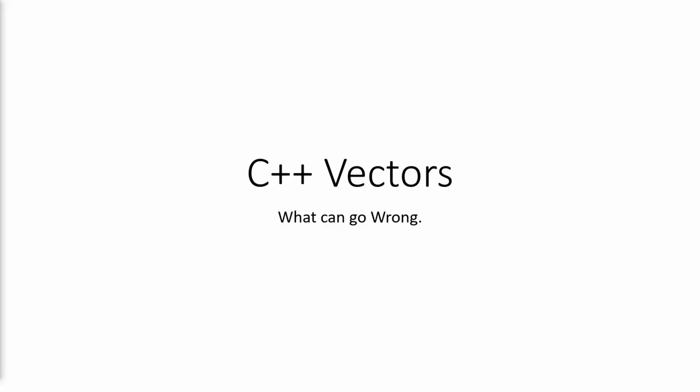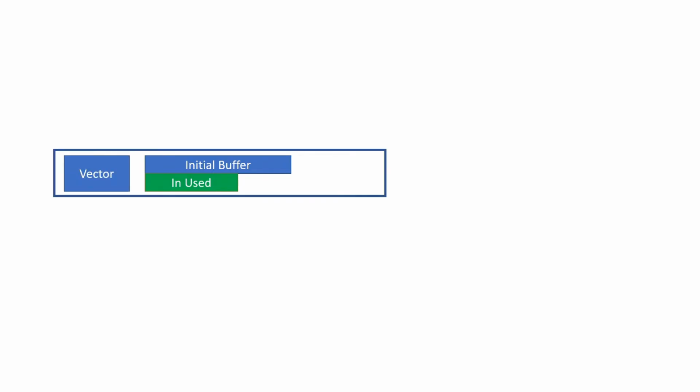C++ vectors. What can go wrong? What is a vector? A vector is simply a buffer. It implements an STL interface and usually allocates more space than we need at first. Keeping things simple, that's a vector.